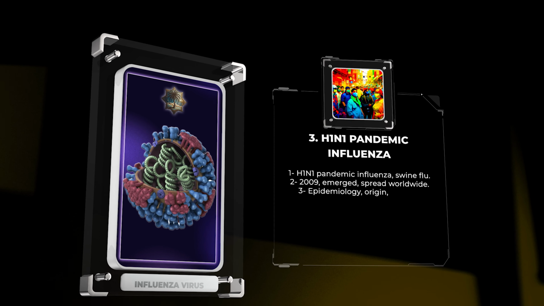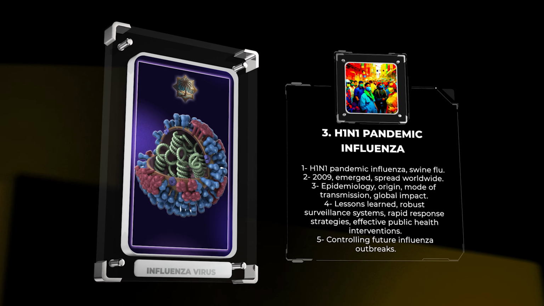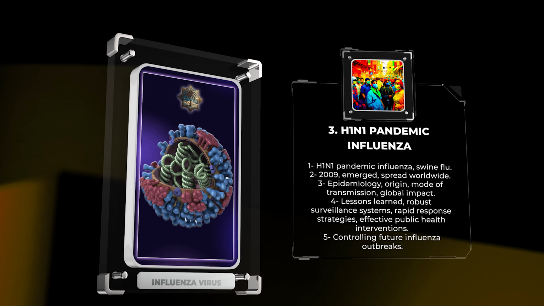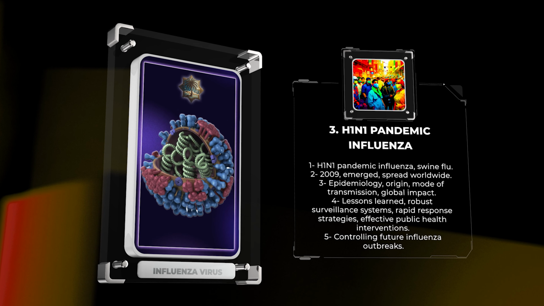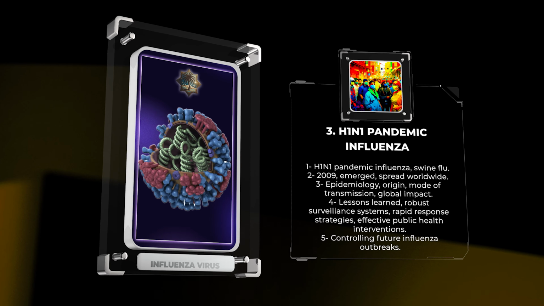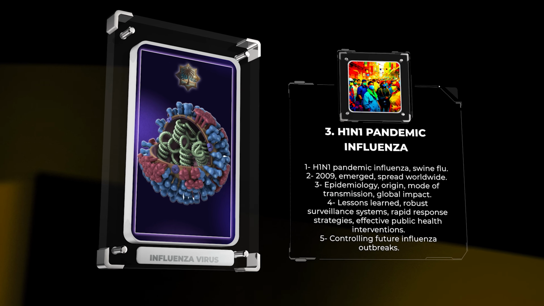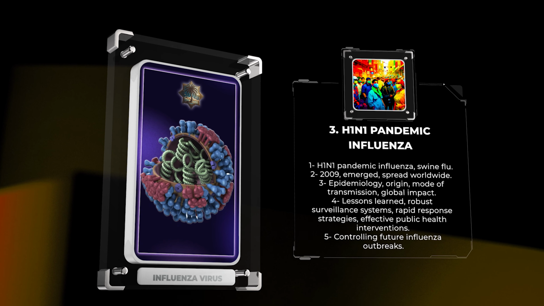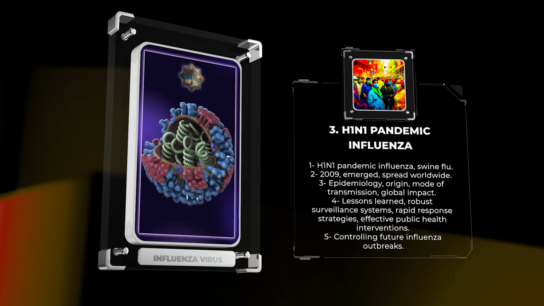The H1N1 pandemic influenza, also known as swine flu, emerged in 2009 and quickly spread worldwide, causing significant morbidity and mortality. This topic explores the epidemiology of the H1N1 pandemic, including its origin, mode of transmission, and global impact. We will also discuss the lessons learned from this pandemic, highlighting the importance of robust surveillance systems, rapid response strategies, and effective public health interventions in controlling future influenza outbreaks.